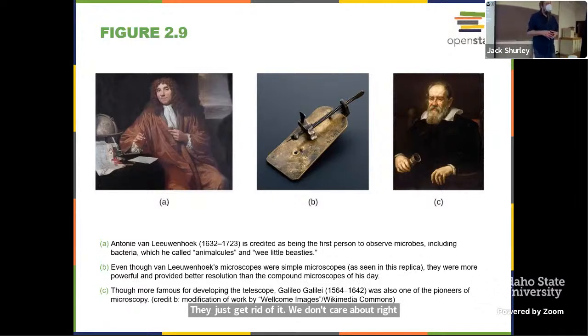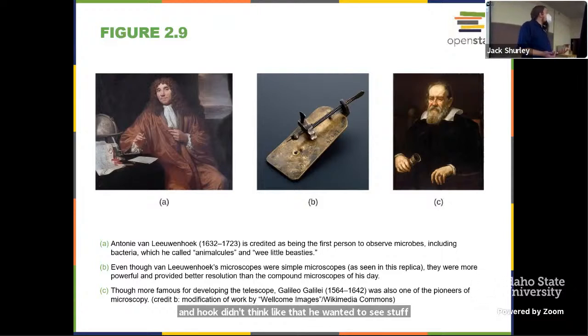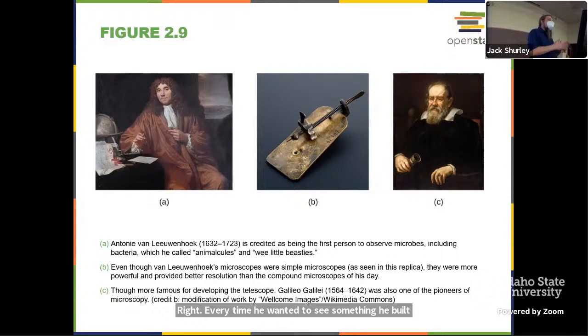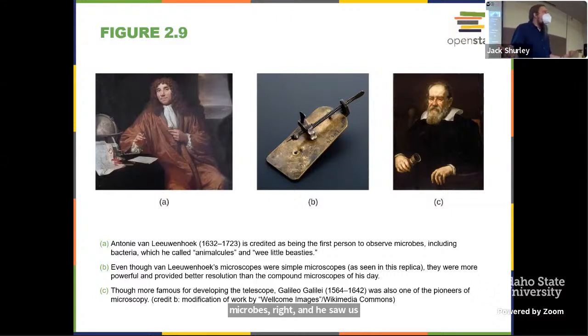Leeuwenhoek didn't think like that. He wanted to see stuff and he wanted to go back and look at it again, all right? Every time he wanted to see something, he built himself a microscope and he visualized it. He had a shelf full of microscopes, hundreds of microscopes that he built. Every single one of them had a specimen fixed on there that he could hold up and visualize. He could go back and look at it, right? A whole collection of microbes, and he saw all sorts of stuff, all right?